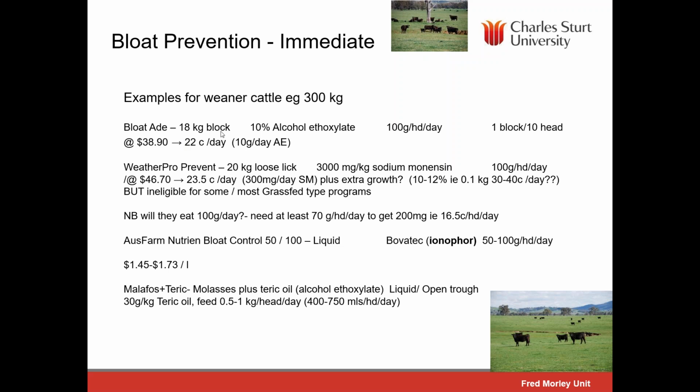So you can use something like a bloat block with alcohol ethoxylate in it. They've got to eat around about 100 grams per head per day, and that works out to give them 10 grams. I said you need 10 to 30 grams of the alcohol ethoxylate. They've got to eat 100 grams of the block. That works out at about 22 cents a day.